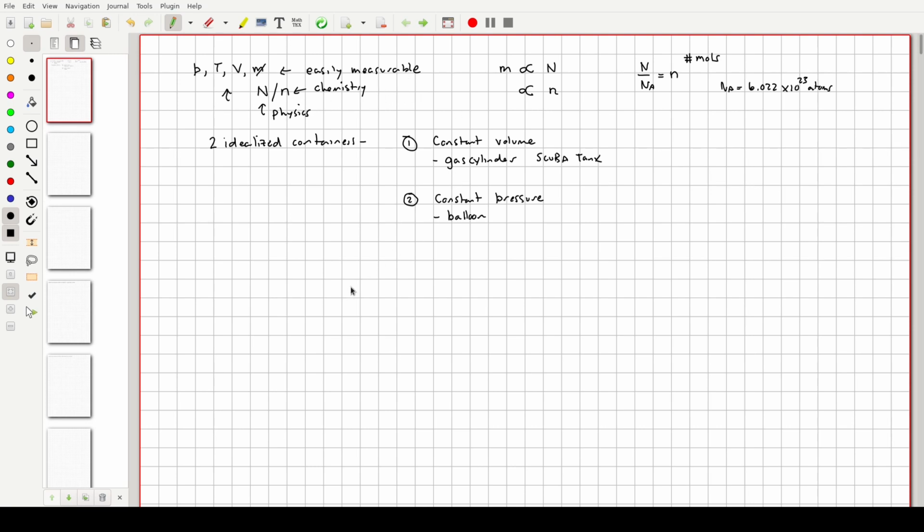That said, I would like to take these two idealized containers and use them to examine how pressure, temperature, volume, and, I'll start with, the number of atoms relate to each other. So we'll start with the fixed volume. Like I said, a fixed volume container would be something like an acetylene tank for gas, or a scuba tank, something that in general does not expand as you put material in it.